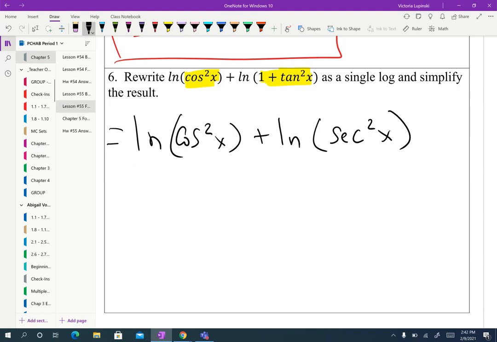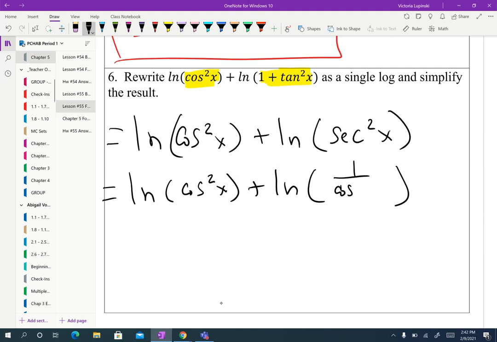Then from there, perhaps you realize that you can do a little bit more rewriting. You have the ln of the cosine squared plus the ln of secant squared. A secant is 1 over a cosine, so a secant squared is 1 over a cosine squared. And again, formula sheet if you need a reminder.